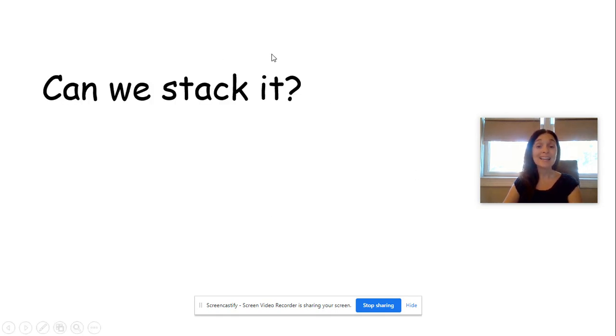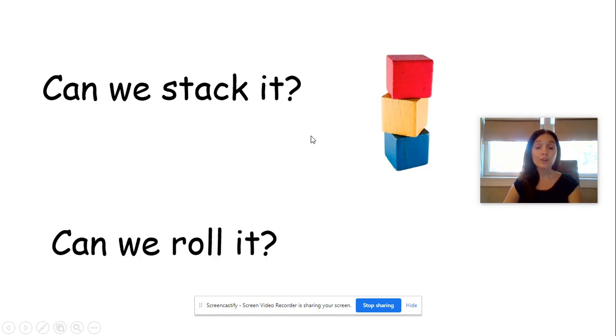The first question is, can we stack it? When you stack shapes, you put one on top of the other like this, and they will lay flat on top of each other. So you're going to ask, can we stack it? Then you're going to ask, can we roll it? So some of the shapes that we're going to learn today, you're going to be able to roll just like you would roll a ball. So for each shape, think about the curved surfaces, the flat surfaces, can we stack it, and can we roll it? Those are all the questions we're going to answer for each shape.